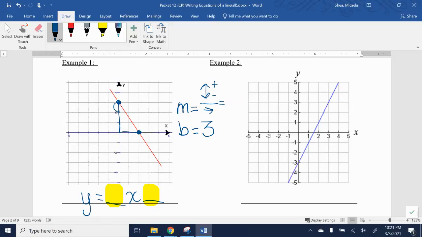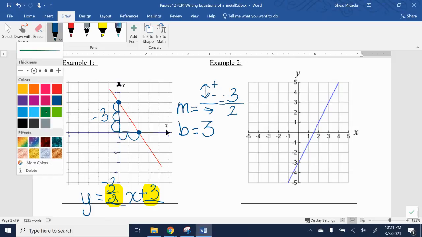In this case, we're going down 1, 2, 3. Down 3 means that my numerator, or my top number, is negative 3. And then it goes over 1, 2, which means 2 is going to be my denominator. So now that I have my m and my b, I can substitute in. We got negative 3/2, or negative 3 over 2 x. And we're going to put plus 3 because it was a positive 3.